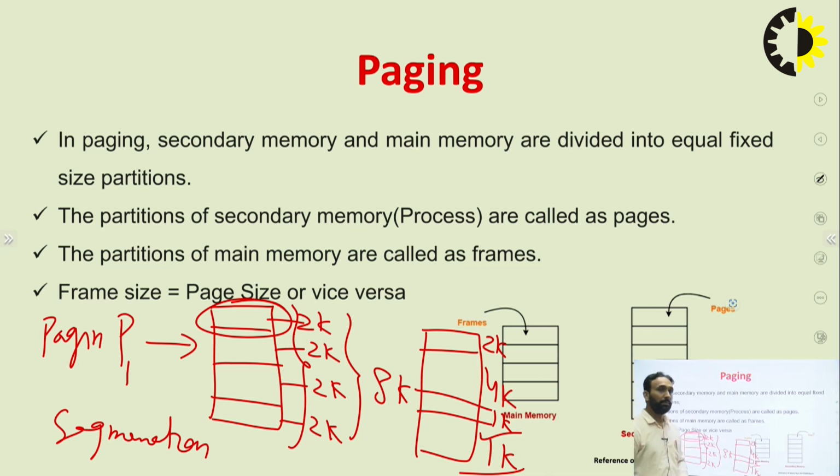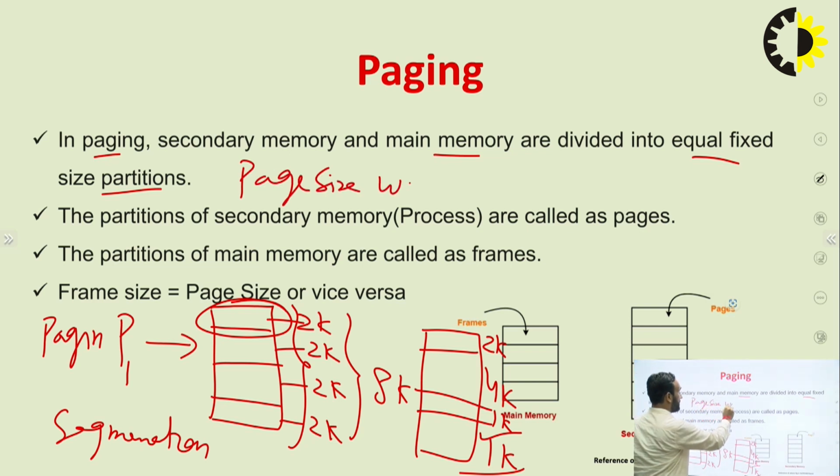Now come back to paging. How will paging work? That is the concern of today's video lecture. In paging, secondary memory and main memory are divided into equal size partitions. What is the meaning of equal size partition? In both, the page size will remain the same.